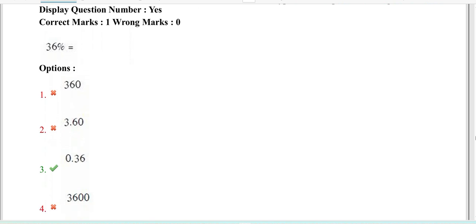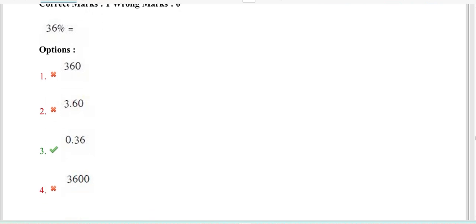Now let us move with the next question. 36% in the form of decimals is what we are asked to find out.